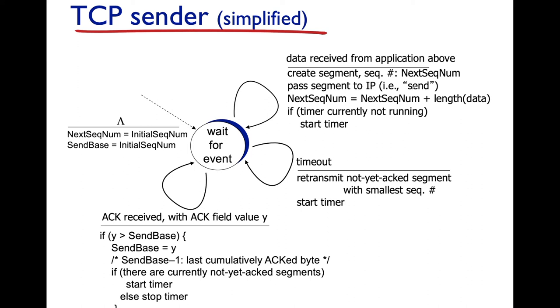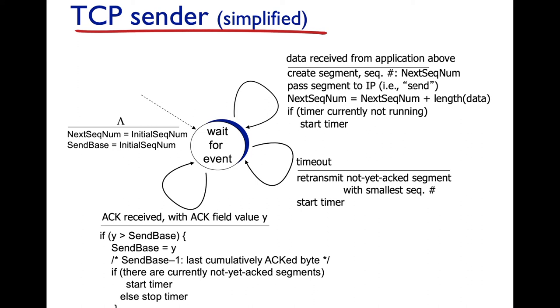and then let's say you have data received from the application above. You create a segment stamped with a sequence number, next sequence number, and then you pass that segment to IP, the Internet Protocol, the network layer. And then you take the sequence number, and the new next sequence number is going to be the old one plus the length of the payload data. So this is where your stream-based representation comes from. Now, if the timer is not running at the moment, just go ahead and start the timer.